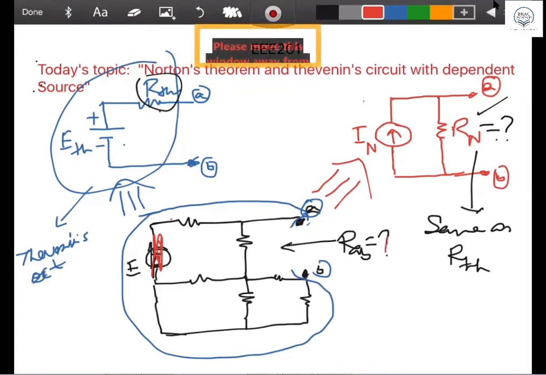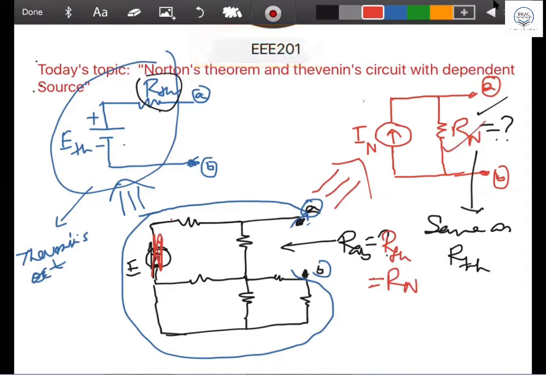So that is your RAB, which will be the same thing. That is what I'm talking about. R Thevenin we found last time. R Norton you can also find the same way. So R Thevenin and R Norton, you can find the same way. So there is no difference. That's why this is nothing new to you. So I don't need to explain it. You can easily understand.